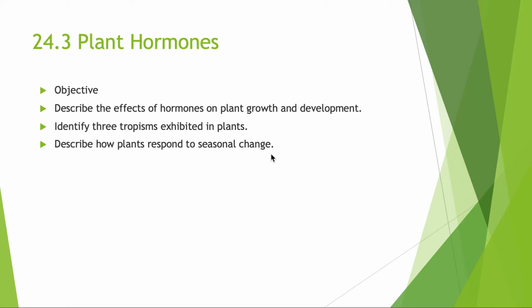This will be talking about 24.3 plant hormones. Today's objective, going over this section in the chapter, you will be able to describe the effects of hormones on plant growth and development, identify three tropisms exhibited in plants, describe how plants respond to seasonal change. So let's go ahead and get started.